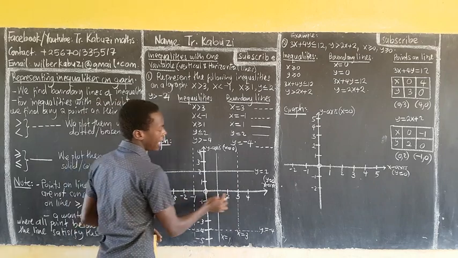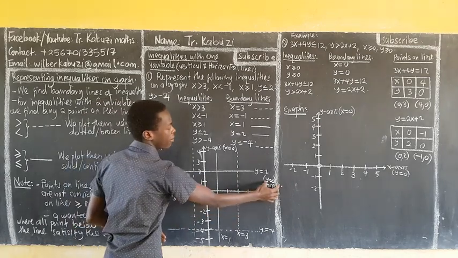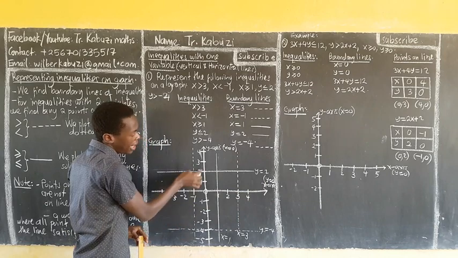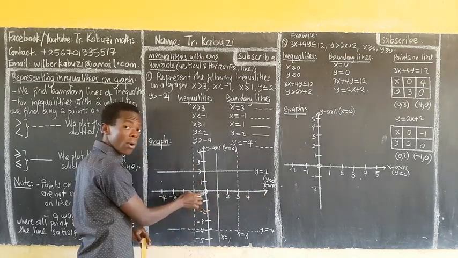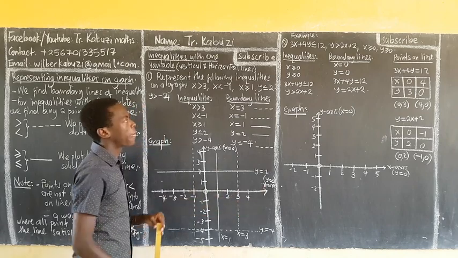So the x-axis is sometimes called the line y equals 0. You see that it cuts the y-axis through 0. That's why we call it y equals 0.